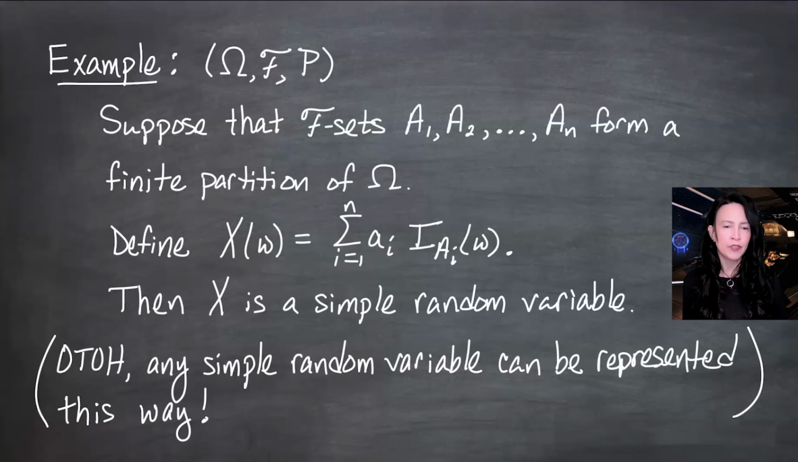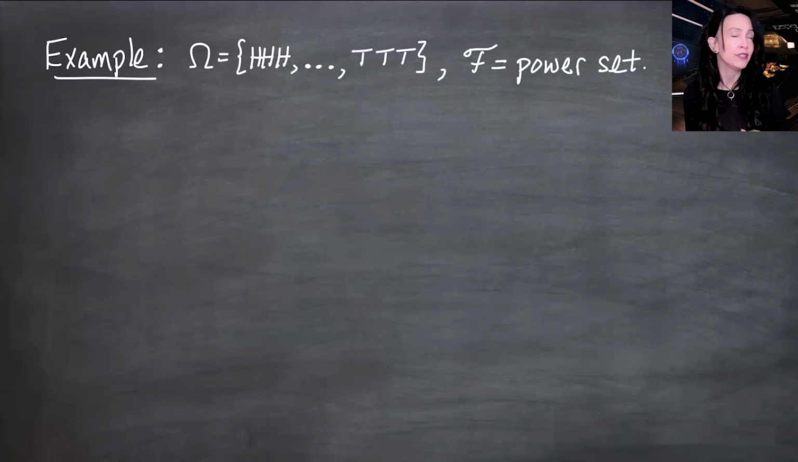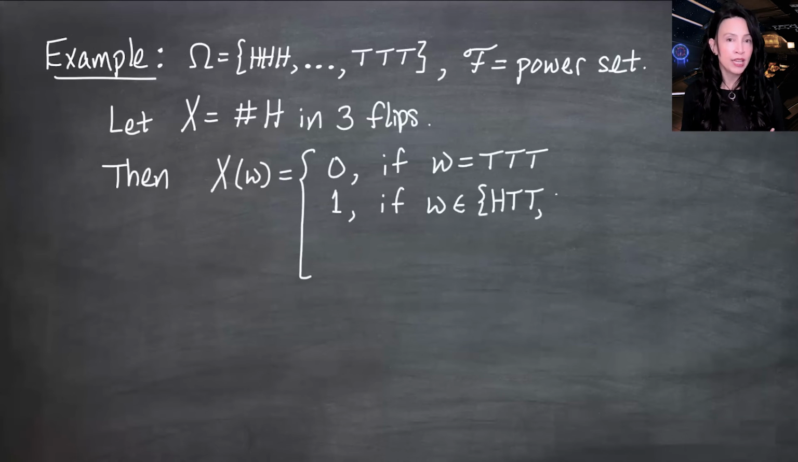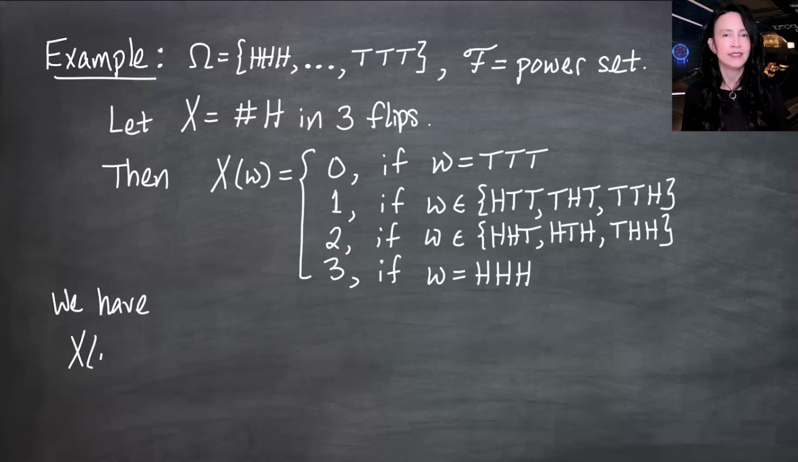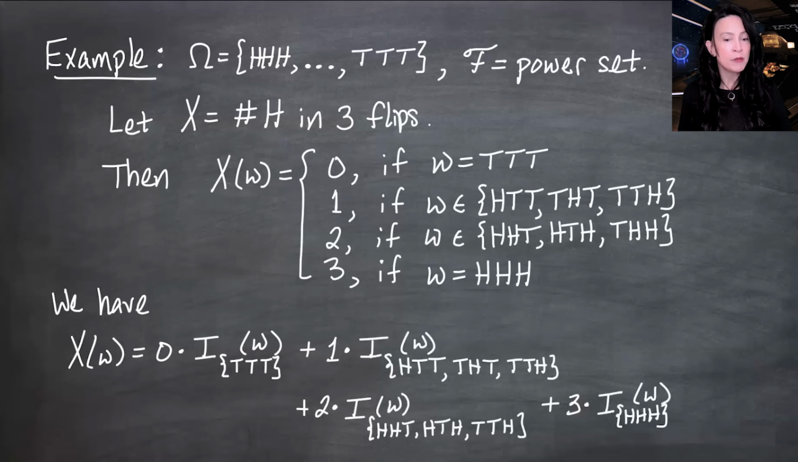So to reuse one of our previous examples, suppose we're flipping a coin 3 times, and suppose that the sigma field we're working with is the power set. So everything is measurable. I'm going to let X be the number of heads in 3 tosses. So this takes on the value 0, 1, 2, or 3 if omega is tails, tails, tails, or in this set, and so on. We can represent this right here as a sum of indicators.